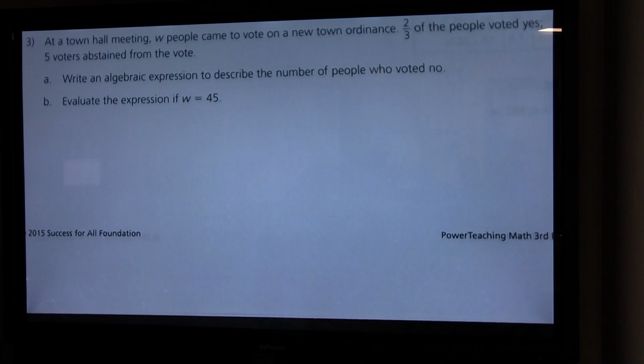Now, I know that abstain means that they are there at this meeting and they are not going to vote yes or no. They just abstain.